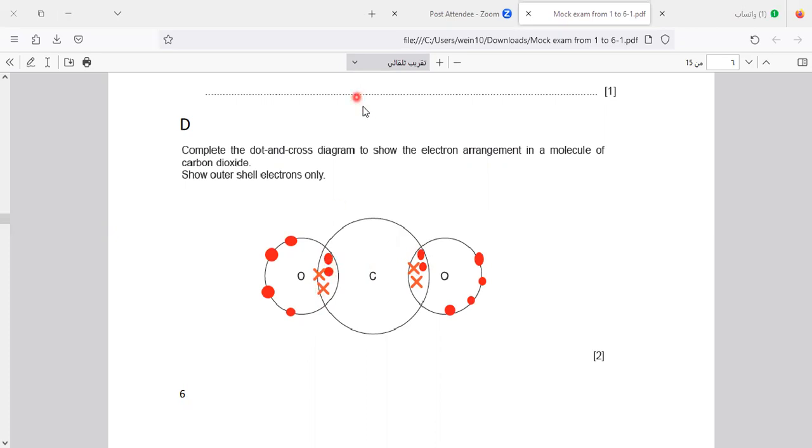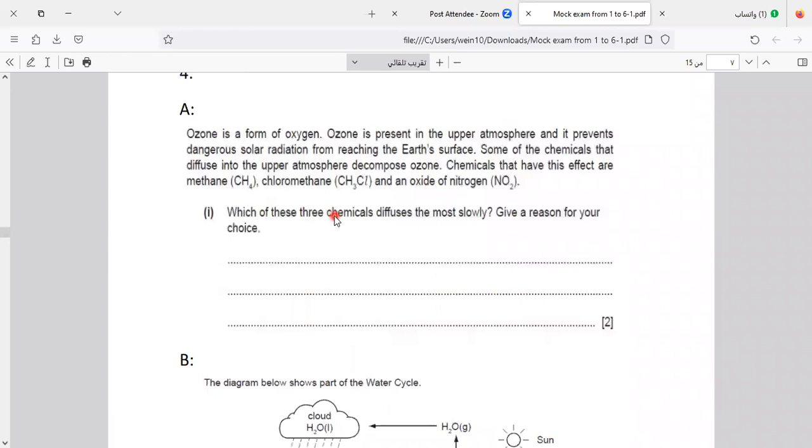I saw some students put extra electrons here. I don't know why. Check. If the number of electrons around this carbon is more than 8, you must remove them. No need, okay? So this is the electronic structure of the covalent bonding in carbon dioxide, CO2. Next question here.